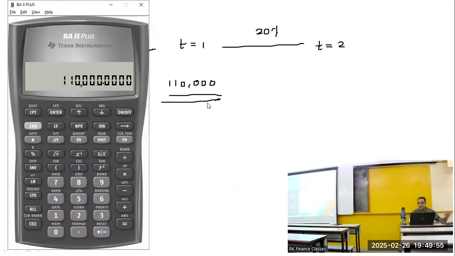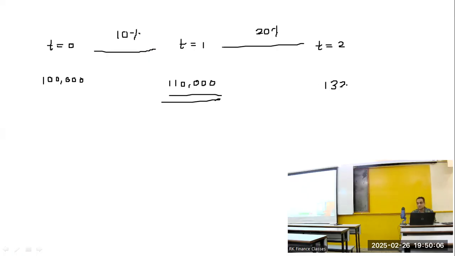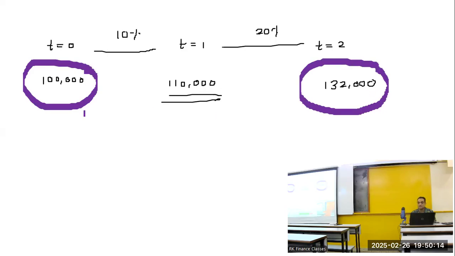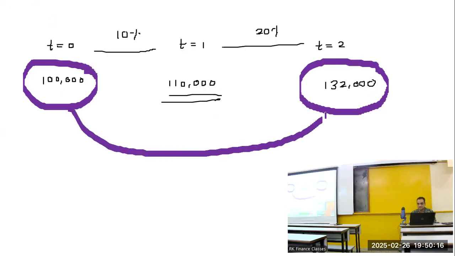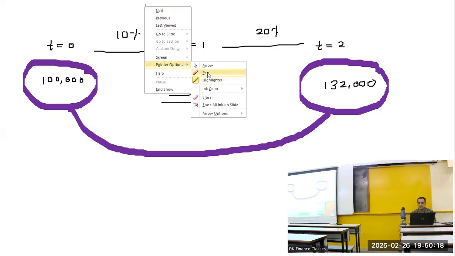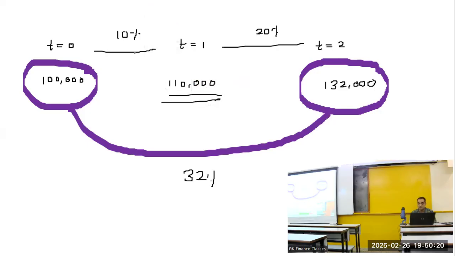So take the calculator again. On 1 lakh 10,000, you will do 20%. That is 22,000 plus 1 lakh 10,000, that is 1 lakh 32,000. So you started with 1 lakh and you are getting 1 lakh 32,000. The return is 32%. But 10 plus 20 तो 30 होता है. 32 कहां से आया?